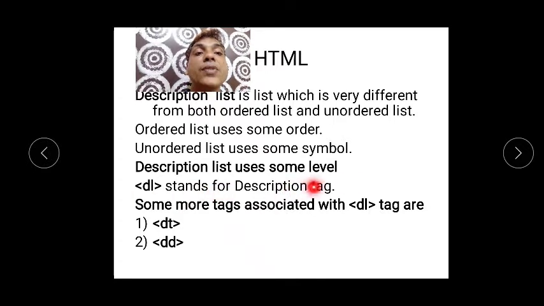DL tag stands for description list. Some more tags are associated with DL tag. I think it is not going to use LI. Okay, it is going to use DT, DD. Okay, I think description term, description data, DT and DD stand for.